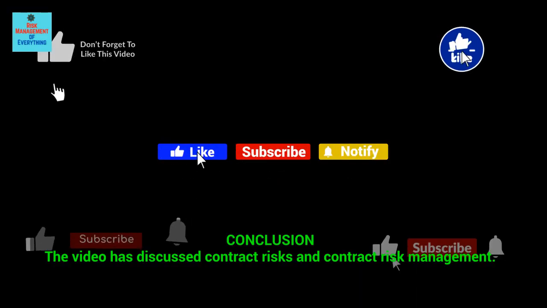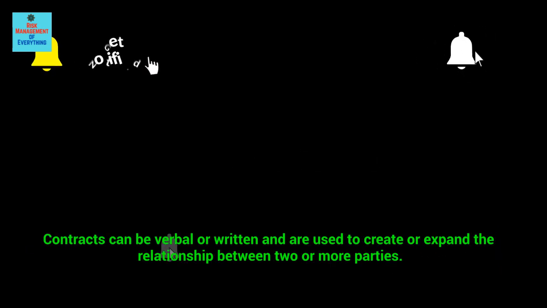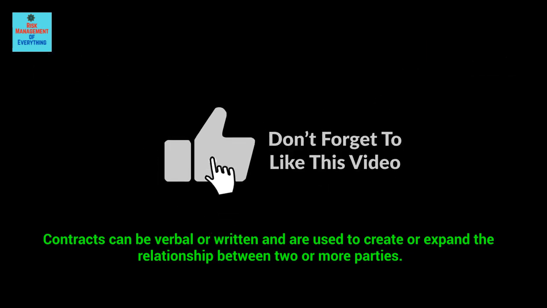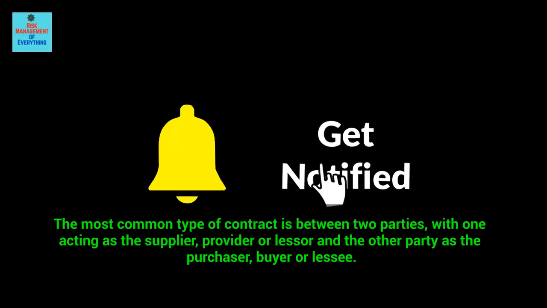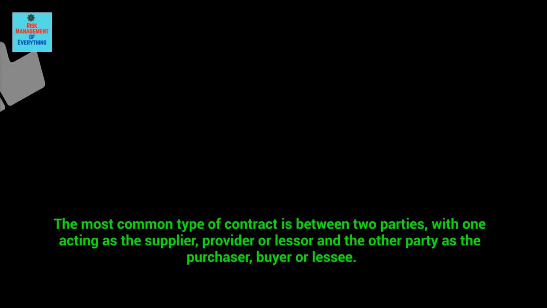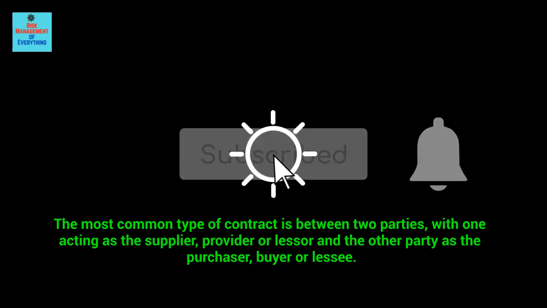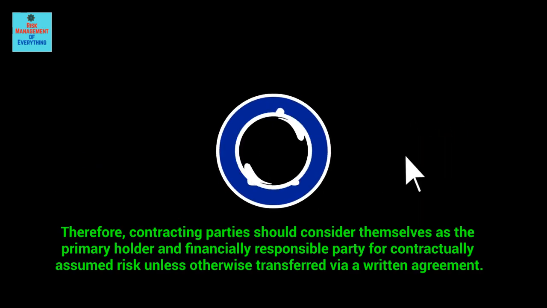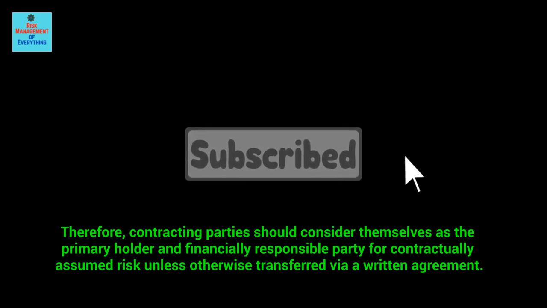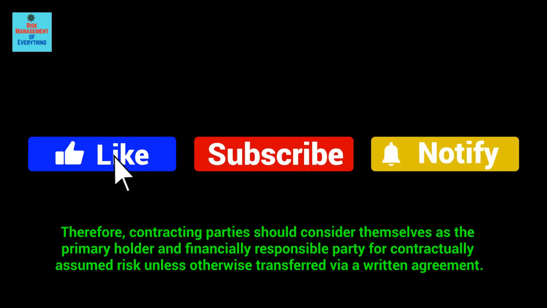Conclusion. The video has discussed contract risks and contract risk management. Contracts can be verbal or written and are used to create or expand the relationship between two or more parties. The most common type of contract is between two parties, with one acting as the supplier, provider or lessor and the other party as the purchaser, buyer or lessee. Therefore, contracting parties should consider themselves as the primary holder and financially responsible party for contractually assumed risk unless otherwise transferred via a written agreement.